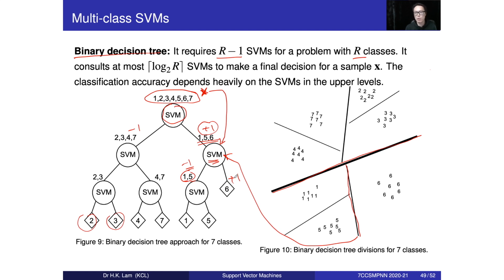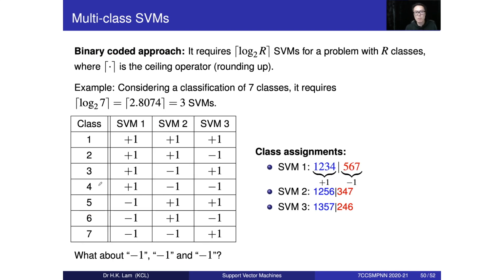So the disadvantage is that the error will propagate. If you make the wrong decision in the first branch, then you do not have any way to go back to the correct branch.